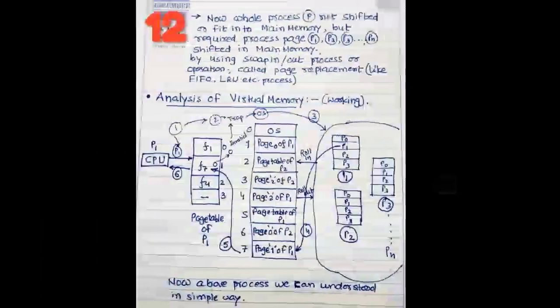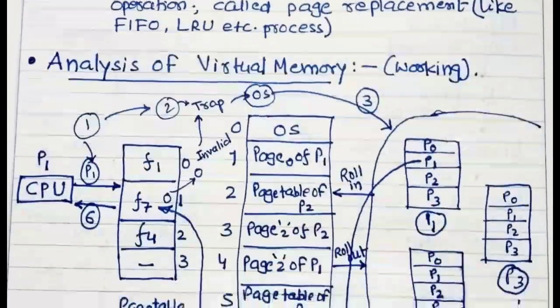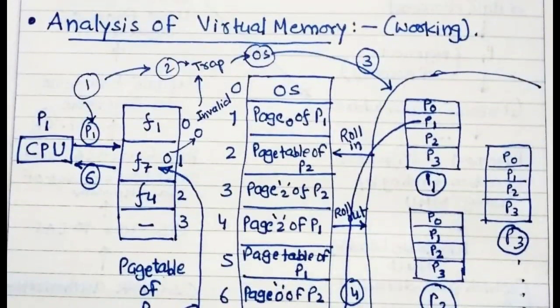Now we see that the whole process P is not shifted or fitted into the main memory, but the required pages P1, P2, P3 are shifted into the main memory using swap in, swap out operations, called page replacement, such as first in first out or least recently used, LRU. So we can understand virtual memory by following the figure. These are the total workings of the virtual memory.